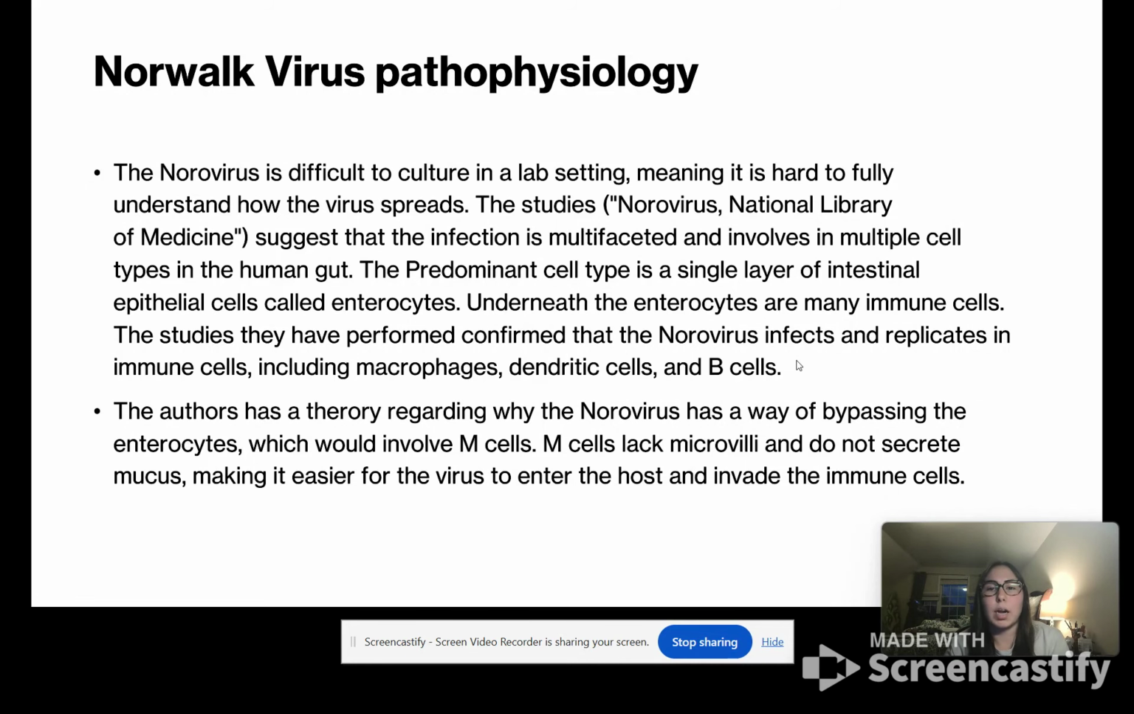The predominant cell type is a single layer of intestinal epithelial cells called enterocytes. Underneath the enterocytes are many immune cells. The studies they have performed confirmed that the norovirus infects and replicates in immune cells, including macrophages, dendritic cells, and B cells. The author has a theory regarding why the norovirus has a way of bypassing the enterocytes, which involves M cells. M cells lack microvilli and do not secrete mucus, making it easier for the virus to enter the host and invade the immune cells.